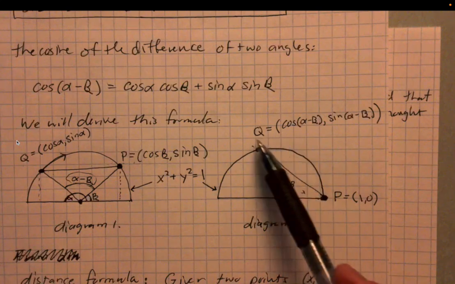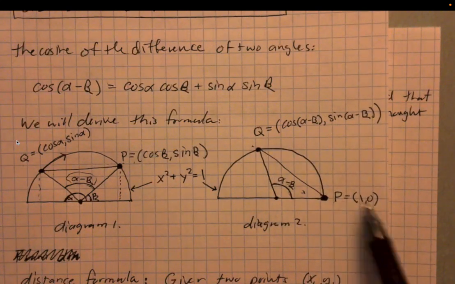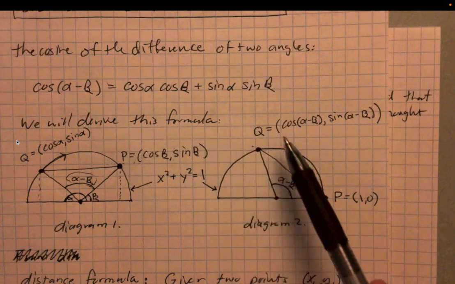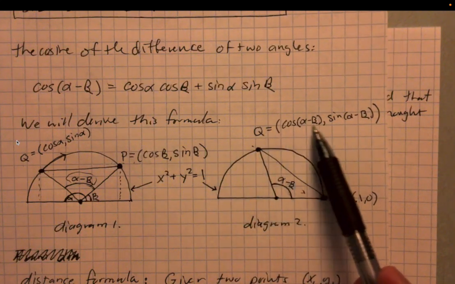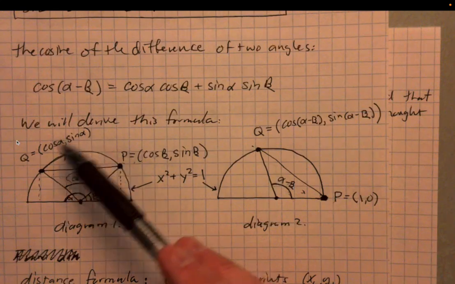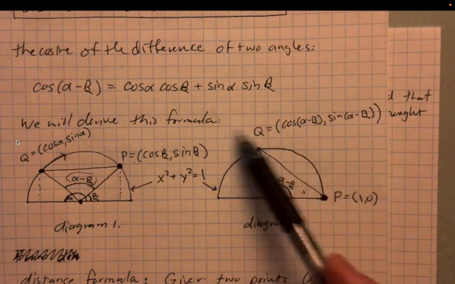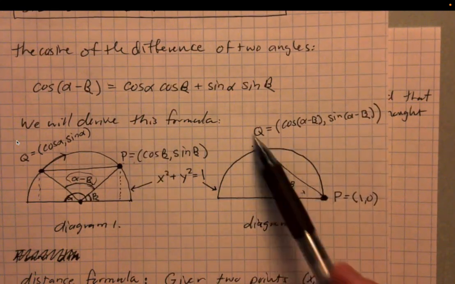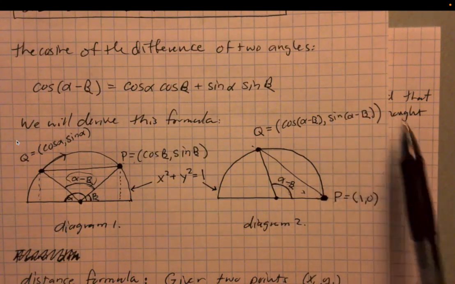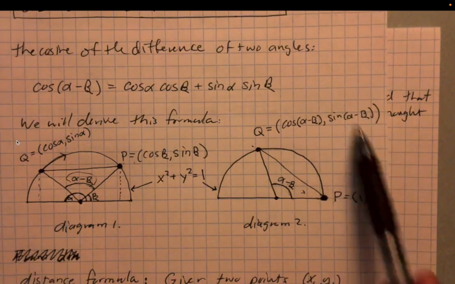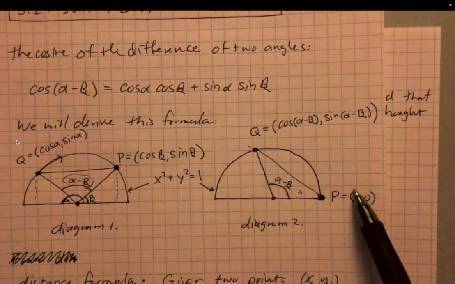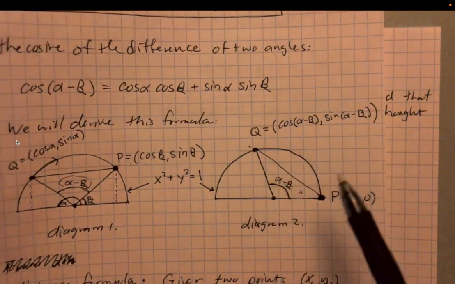In this expression, P is just 1, 0 instead of cos beta, sine beta. And in this expression, Q is cos of alpha minus beta, sine of alpha minus beta, instead of just cos alpha, sine alpha. So the distance PQ, while it might be the same distance, is expressible in many ways, and this is a different way to express it. So let's figure out what the distance formula tells us PQ is according to diagram 2.